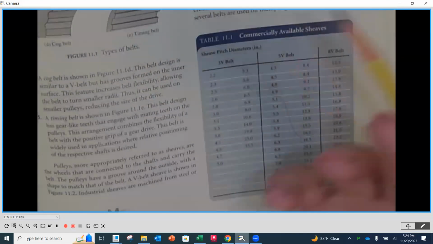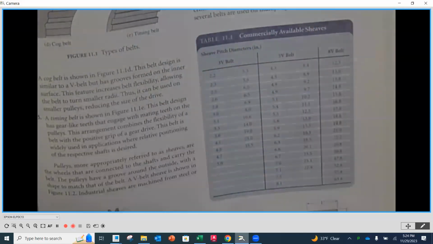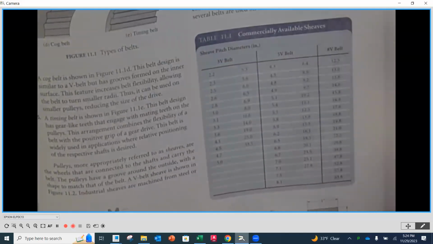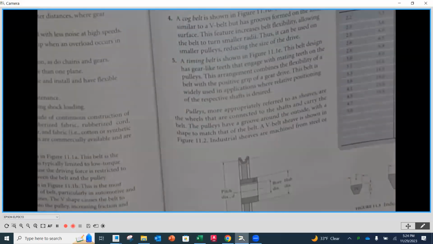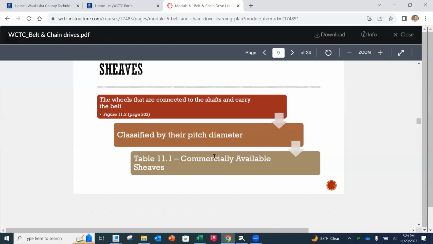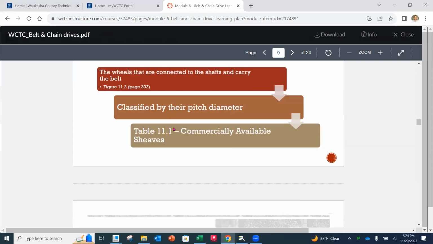When we do our problems a little bit later on, we'll be referring back to this chart because we're going to be picking off of the standard list. Commercially available sheaves, yep, that's what we just looked at.